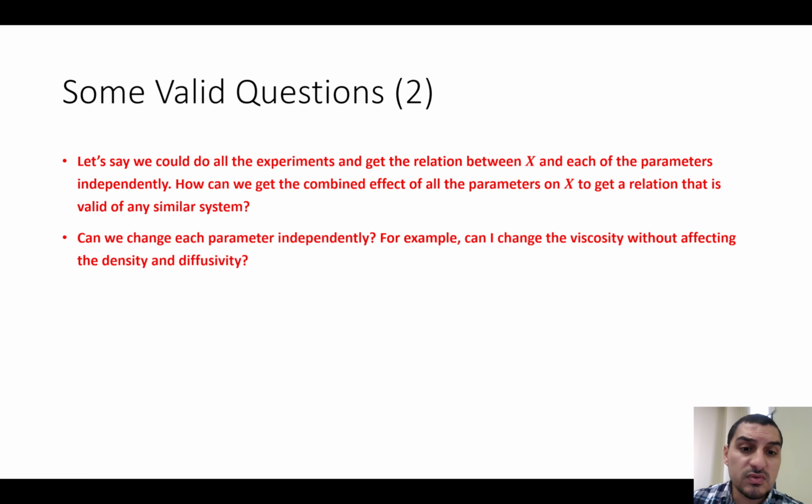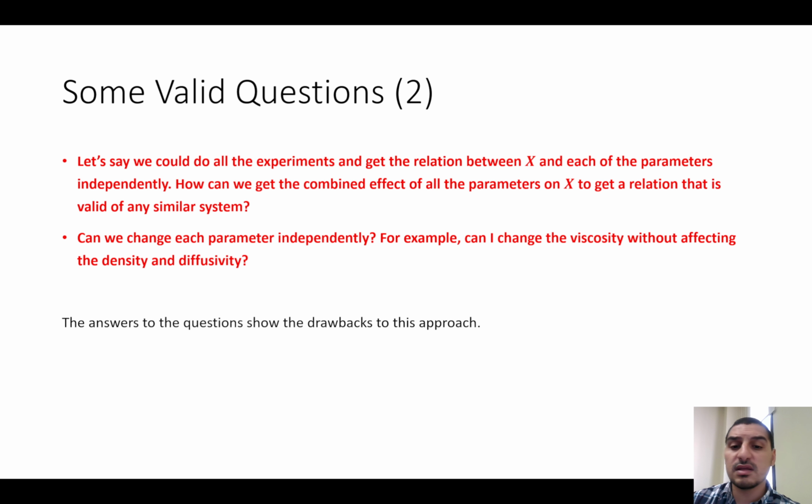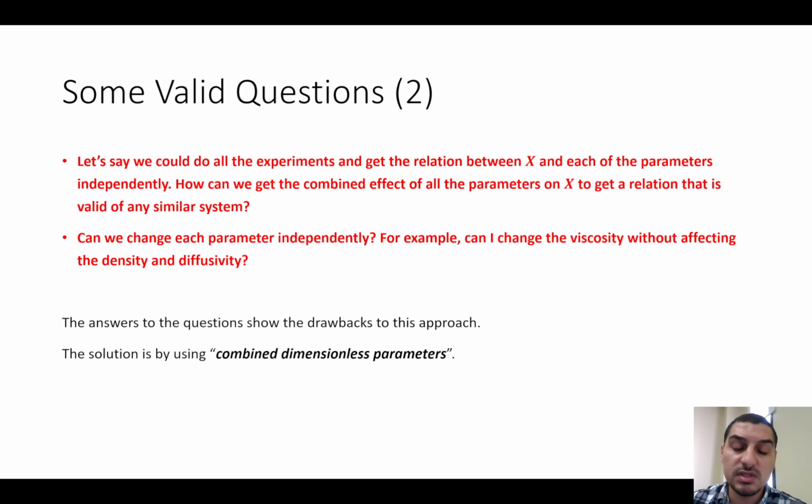So based on all what we said, we will reach the conclusion that there are a lot of challenges that make this approach impractical, and we cannot rely on it to get the relation or the effect of these 4 parameters or 5 parameters on X. So the solution to this is to use combined dimensionless parameters. To combine these into dimensionless parameters, like what we did in the previous example, and use them to do the experiments instead of the original 5 parameters.